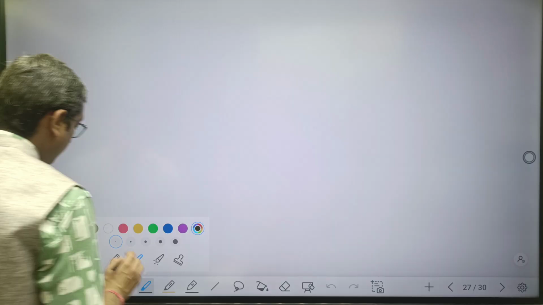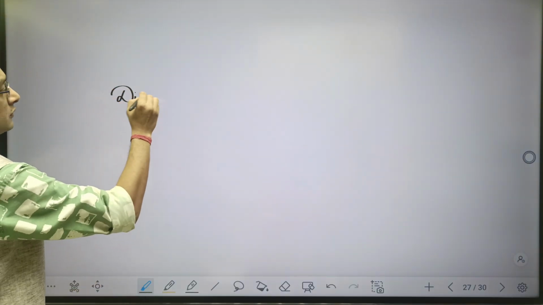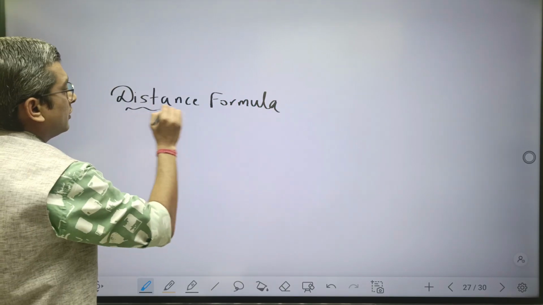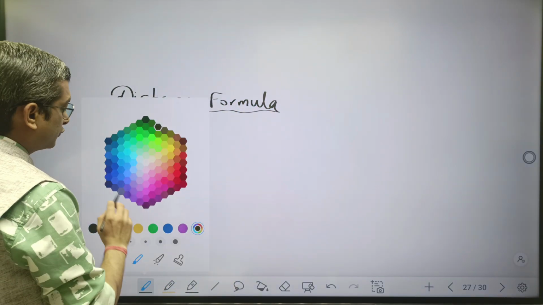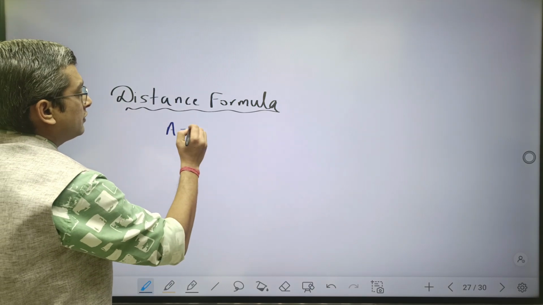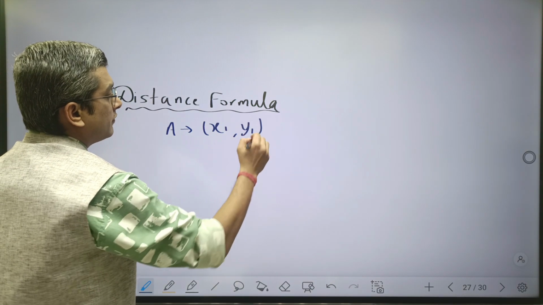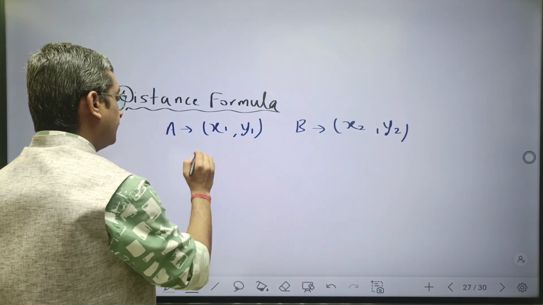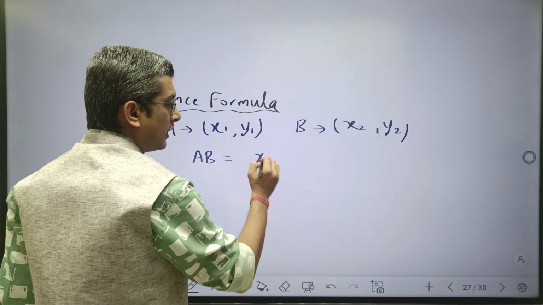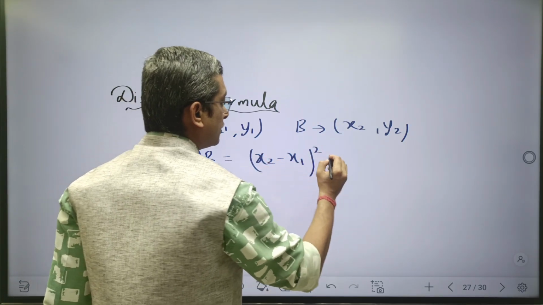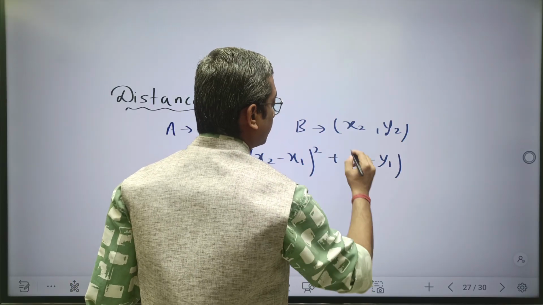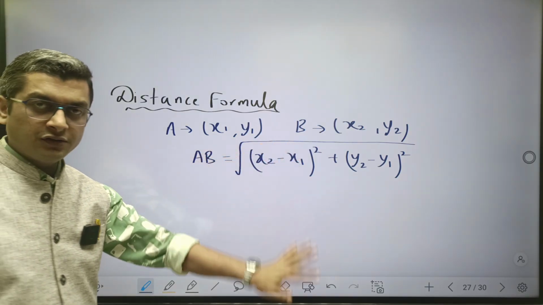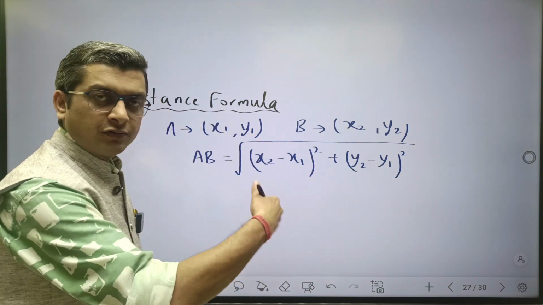So let us summarize the distance formula. The distance formula between any two points whose coordinates are given, such that A has coordinates x1, y1 and B has coordinates x2, y2, then the distance AB is given by the square root of x2 minus x1 whole square plus y2 minus y1 whole square. Isn't it? So this is the distance formula. I have shown you its derivation.